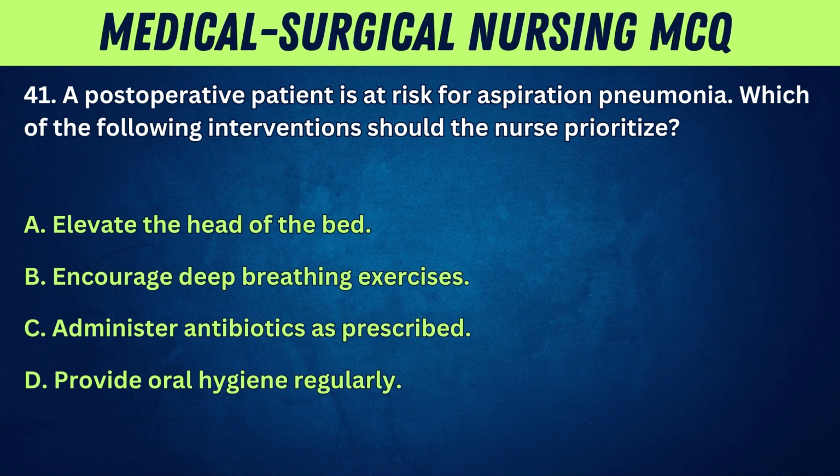41. A postoperative patient is at risk for aspiration pneumonia. Which of the following interventions should the nurse prioritize? A. Elevate the head of the bed. B. Encourage deep breathing exercises.